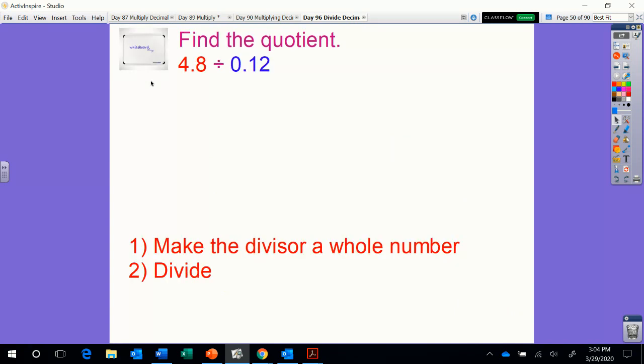All right. So go ahead and do this one. First, turn this into a fraction. Then make sure your divisor becomes a whole number, and then show me your division. So go ahead and pause the video.